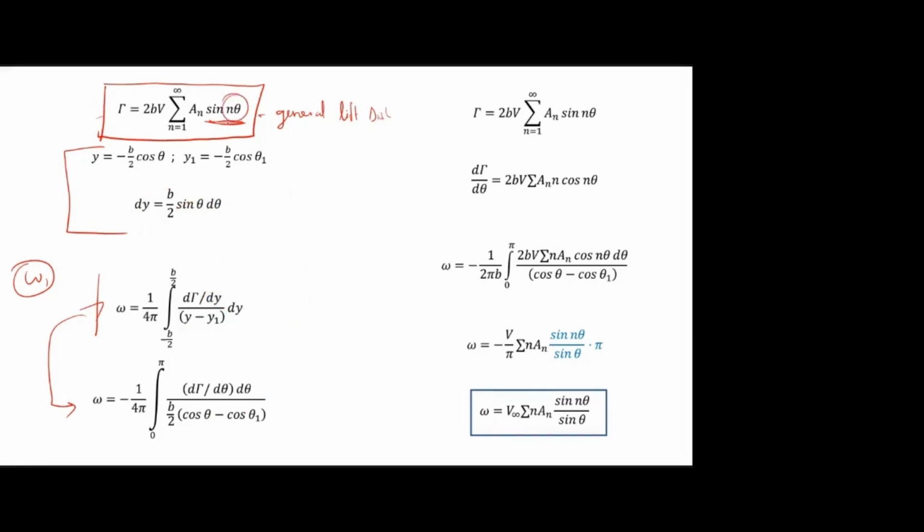Because this equation is in terms of theta, now I am doing the coordinate transformation from y to theta. Now I can find this d gamma by d theta. I know the gamma, from there I can find d gamma by d theta. If you differentiate this sine n theta, you will get cos n theta times n. Now you can substitute this and simplify. You will get the integral of cos n theta divided by cos theta minus cos theta 1. This is the standard solution, which I already discussed previously. You can cancel 2, 2. Remaining is the induced velocity.